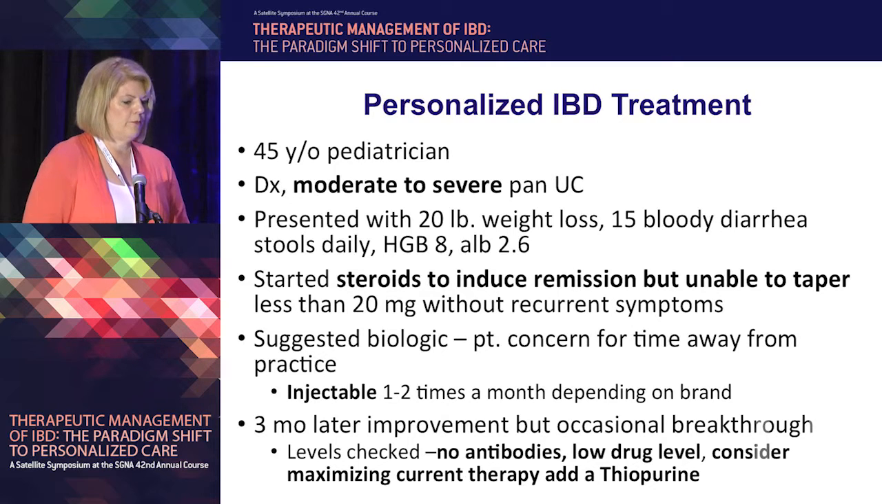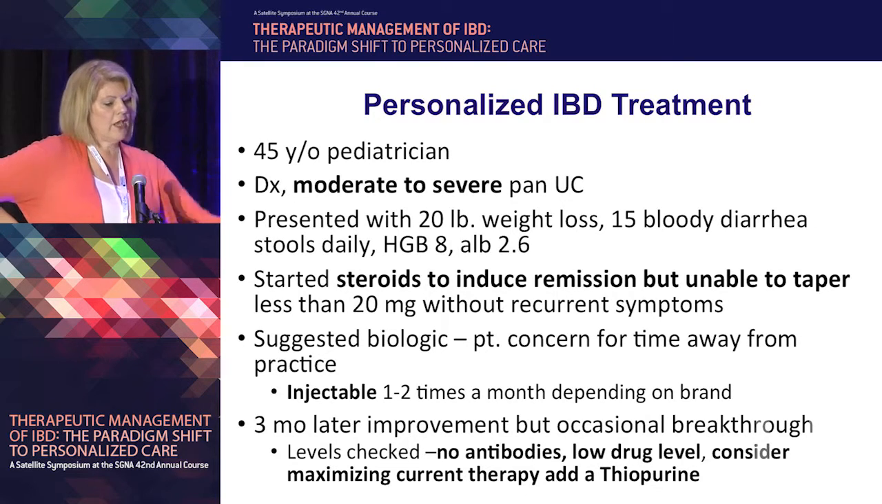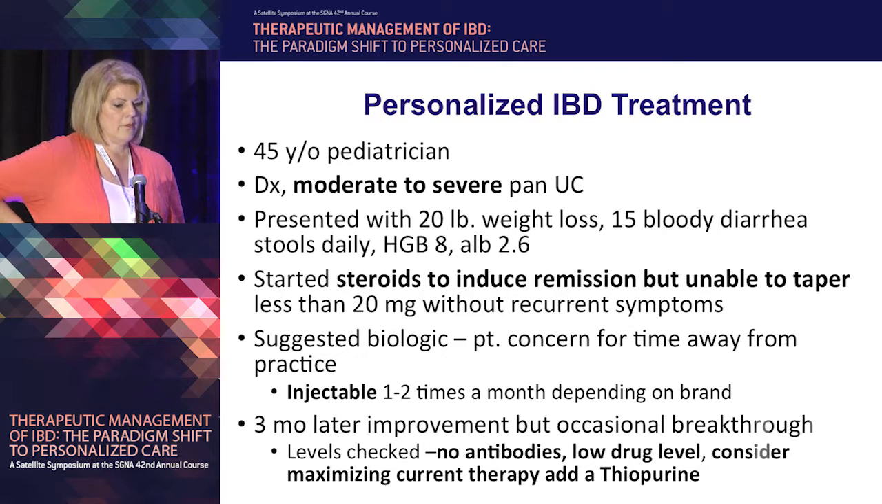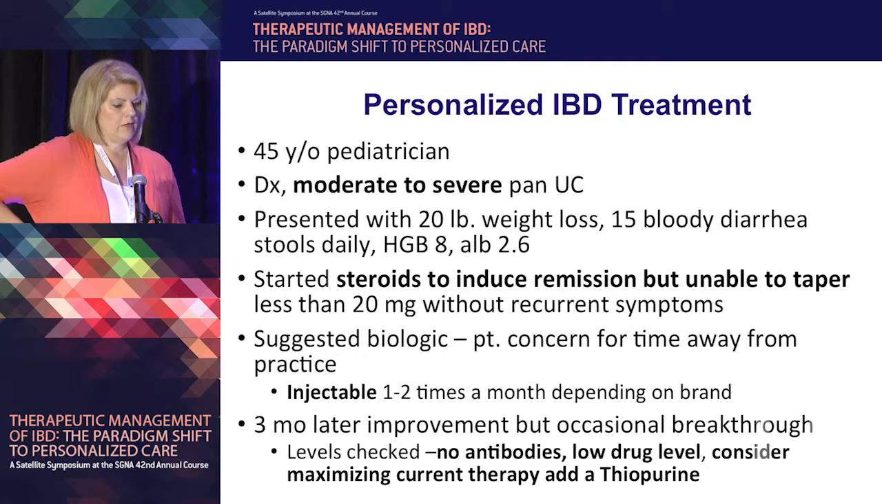And this was just a patient case showing what personalized IBD treatment looks like. You've got a 45-year-old pediatrician, has moderate to severe pan-UC, presented with a 20-pound weight loss, so there was a risk stratification, moderate to severe. He presented with these symptoms. We were looking at the hemoglobin, albumin were low. We started steroids to induce remission, but he was unable to taper without recurrent symptoms, so we moved to the biologic. That was the plan because he was at moderate to severe. And the patient said, I want injectable because I can't be away from my practice. So he was willing to do the injectables.